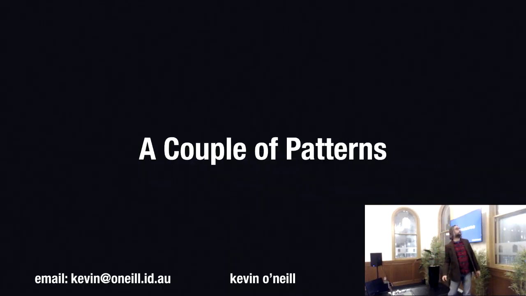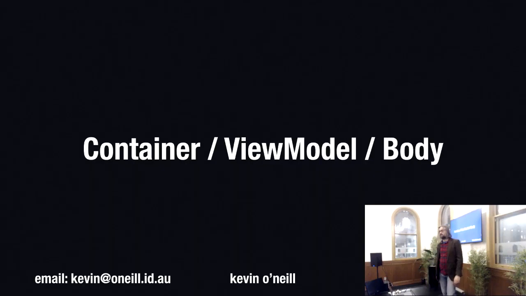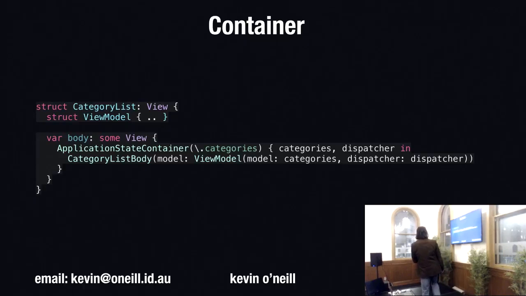So let's talk about some patterns that I tend to use with this stuff. The container, the view model still exists because you've got to take your domain information and get it ready for presentation, etc., and a body view. Again, this is a very common pattern in modern versions of React applications. A container simply grabs the data and makes it available to the view model and thus the view.